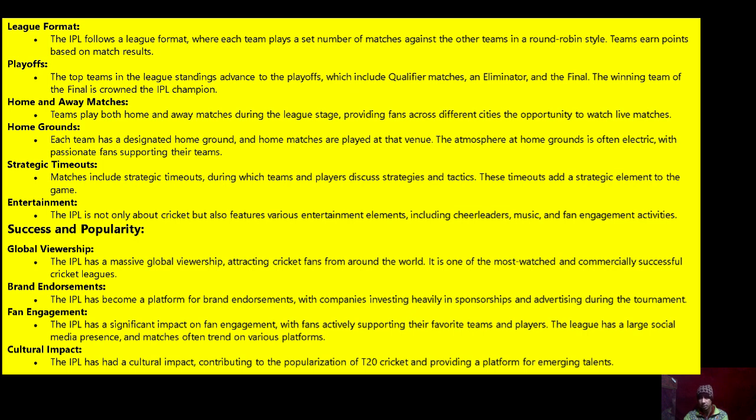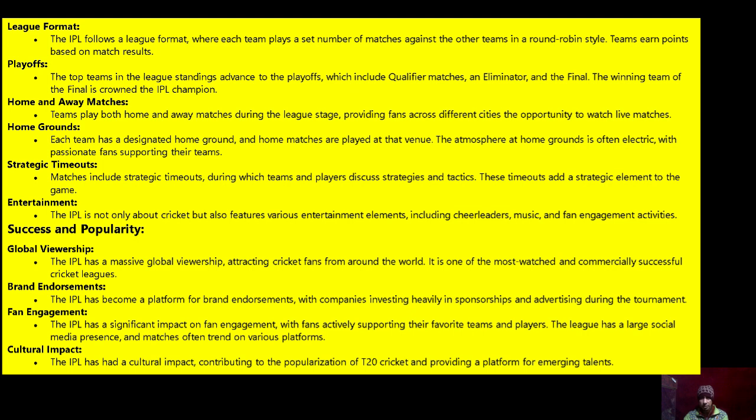So overall, the opportunities for women in cricket have expanded significantly, and the sport continues to break new ground in terms of professionalism, recognition, and the global appeal. The growth and success of women's cricket contribute to the overall development and diversity of the cricketing landscape.